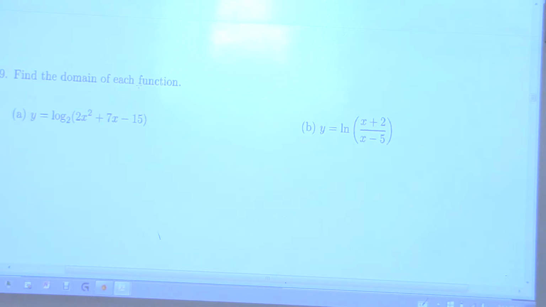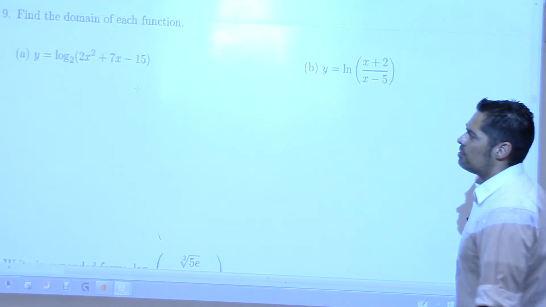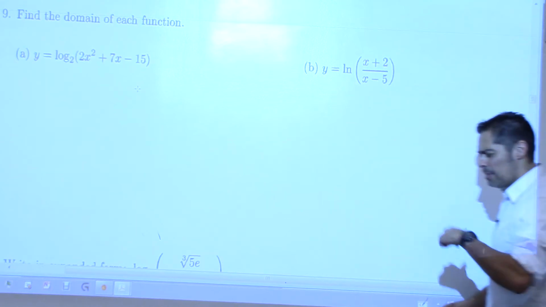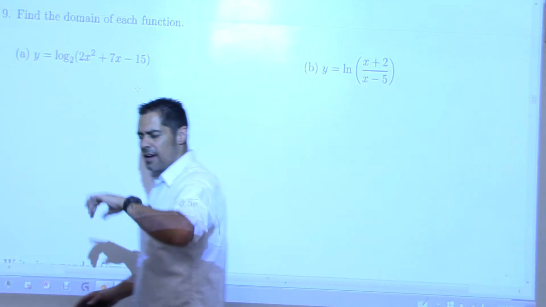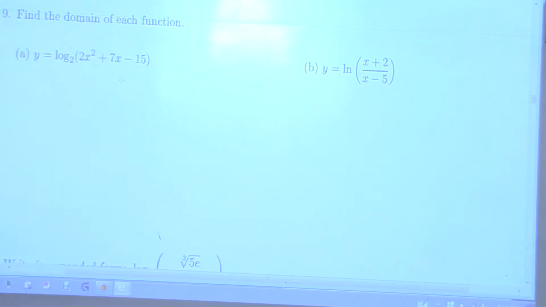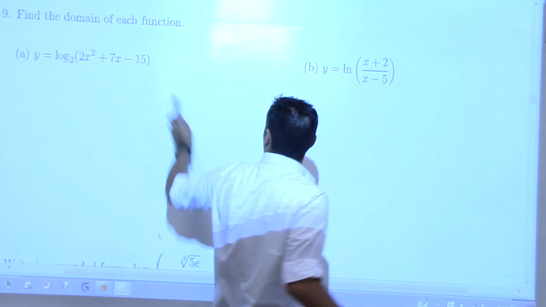All right, find the domain. Okay, this is a good problem. These are logarithmic functions or equations, and you need to find domains. Do you remember, I think it was last class, where I said I need to go back and talk about domains of logs? I don't think I got that clarified enough. This is exactly what that has to do with. So what is the domain of that right here?